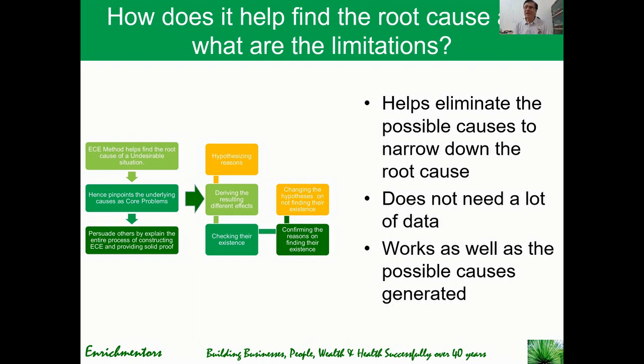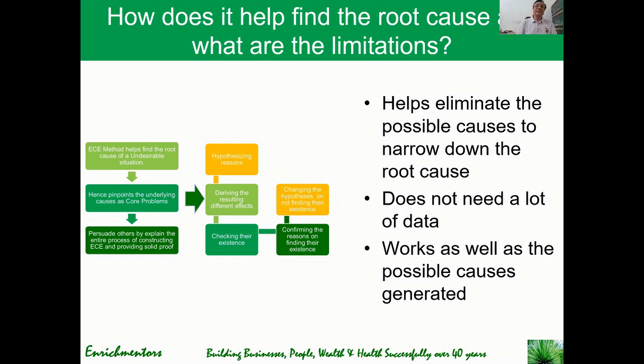Does not need a lot of data. It needs a lot of logic. You say, okay, if this is my hypothesis, this is the result I should see. Let me go back and check, is this happening all over? Right? It works as well as the possible causes generated. So if you have not generated enough possible causes, and if you miss the right possible cause, it is possible that you will not find the root cause because you won't form that hypothesis, right?